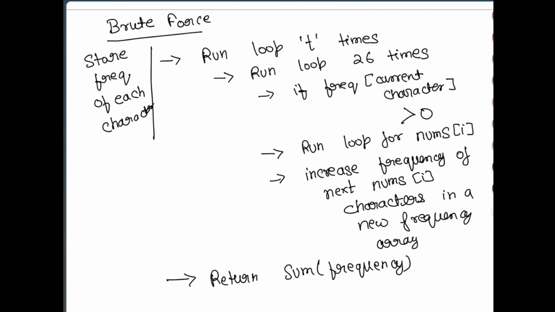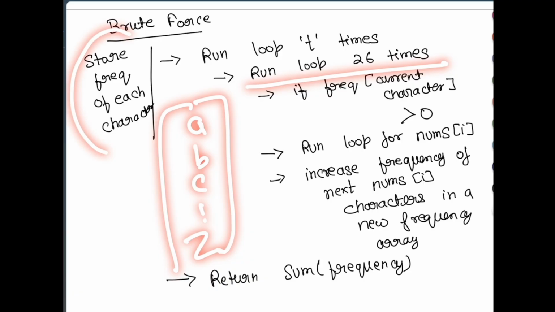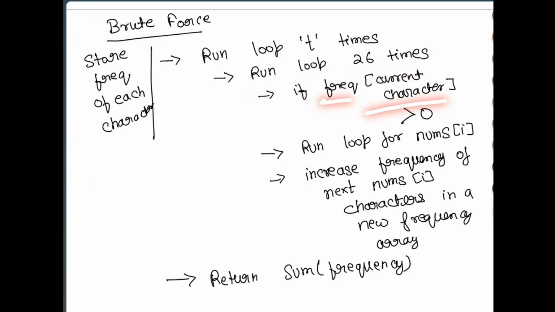So what you will do is you will run a loop for 26 times, and for each character A, B, C up to Z, you will check whether it is present in our string using the frequency array. In the frequency array or frequency map, you will know if a character is present or not. If a character is present, then the frequency of that character is going to be more than 0. If it is more than 0, let us do the processing. If not, skip it.